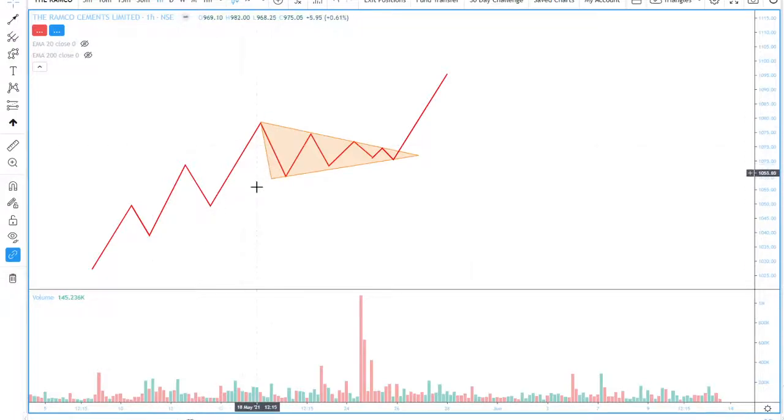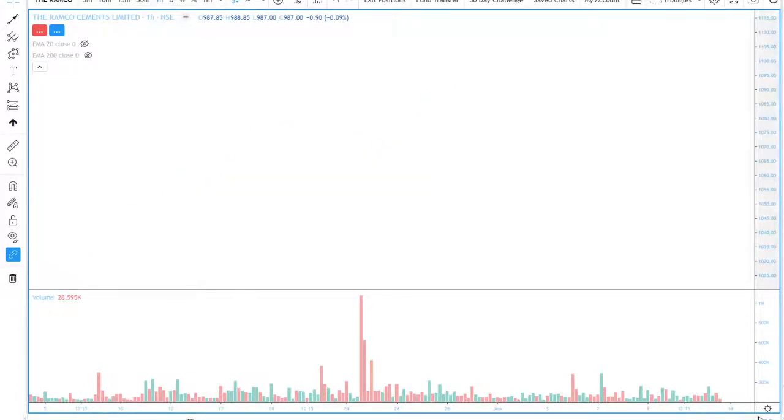Basically the bulls and bears are both not settling for any price, and there is no proper momentum with either of them. That's what you are looking out for in the chart. So let's go to the chart now.